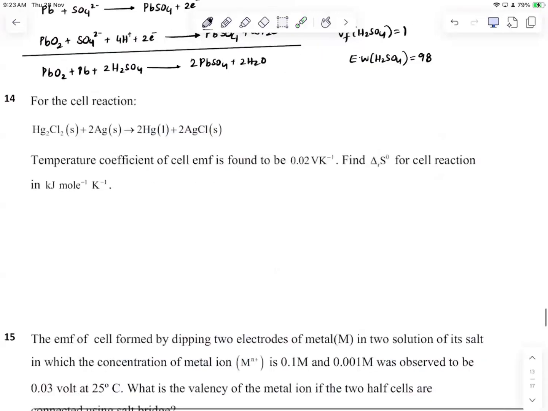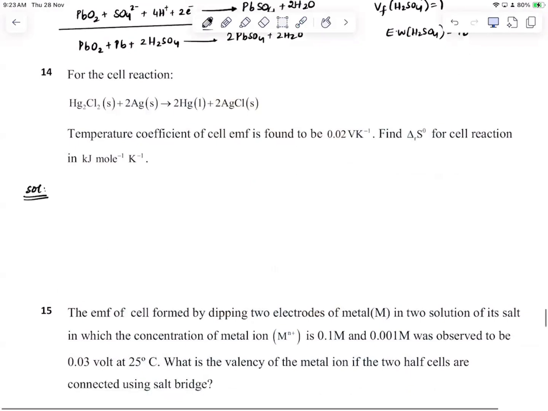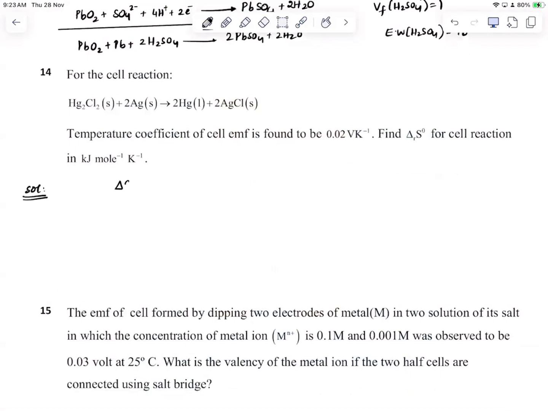Next. Check out another standard question here. Hg2Cl2 plus 2Ag giving 2Hg plus 2AgCl. Temperature coefficient is given. Find the delta S naught value. Okay. So remember the formula directly. Delta S naught is equal to nF into dou E cell by dou T at constant pressure.